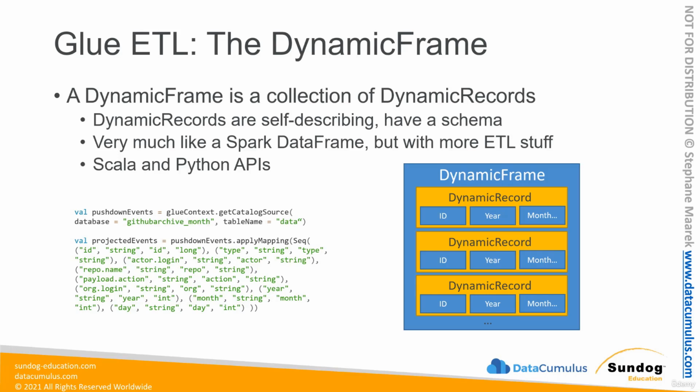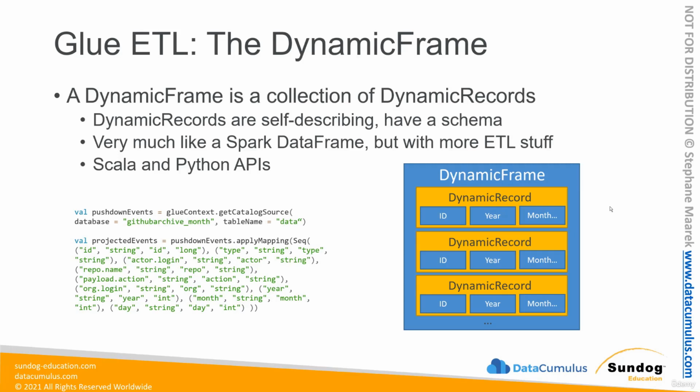It has Scala and Python APIs available, whatever you prefer. And very much like a data frame is a collection of rows in Spark, a dynamic frame is a collection of dynamic records, where dynamic records are these self-describing records that have some sort of schema associated with them. So you can see in this diagram on the right here, you can think of the dynamic frame as encompassing a collection of dynamic records, and each dynamic record contains fields, columns, whatever you want to call them, within that record. In this case, ID, year, month, but could be anything, right? And you can have as many dynamic records as you want. Those will all be stored in a distributed manner, probably on S3 under the hood, right?